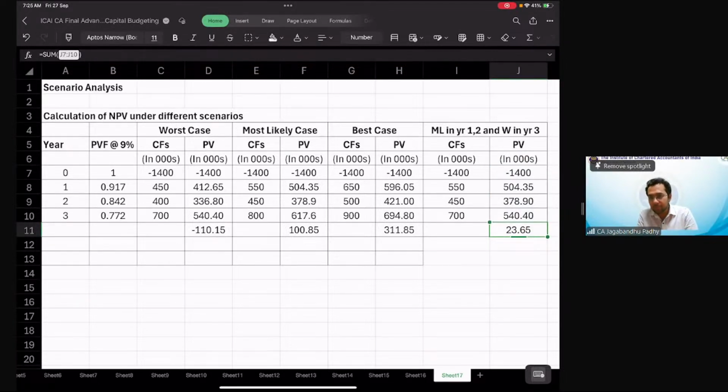Are you all getting this NPV? Yeah. Most of you have answered this. 23.65 is the NPV possible when you're looking at the mediocre or the most likely situation in the initial 2 years, and then the worst situation expected in the third year. Are we clear with this question, guys? Yes, everyone? Scenario analysis, we have just created 3 different scenarios.